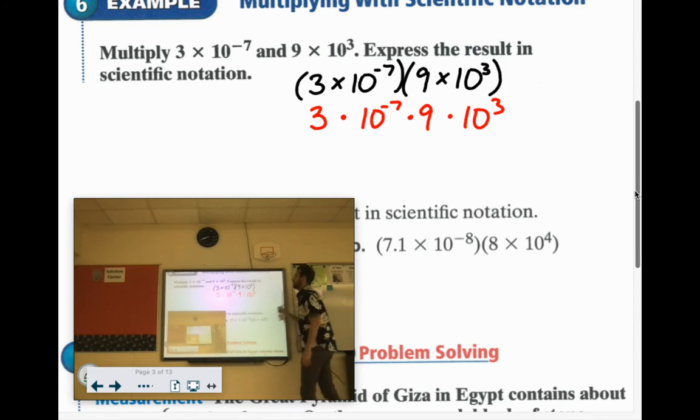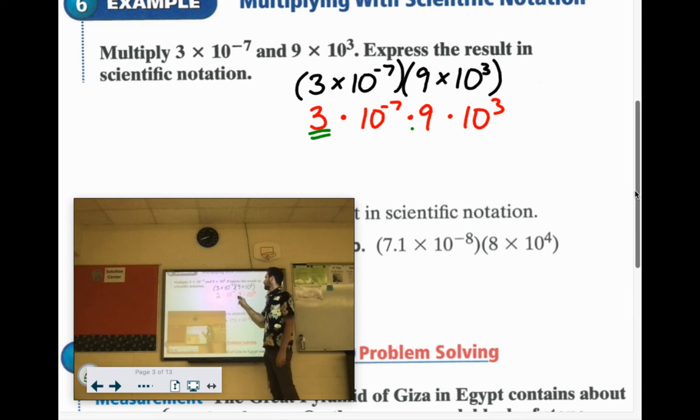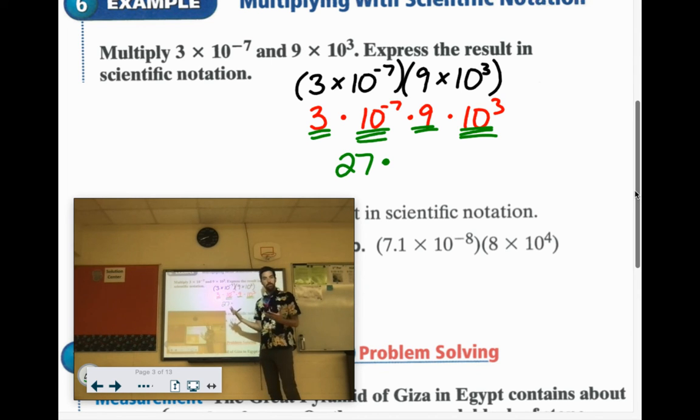So scoot down. 3 times 9, easy as pie. 3 times 9 is 27. And then these 10s, they're the same base. So when you multiply with the same base, remember you add the exponents. Negative 7 plus 3 is negative 4.